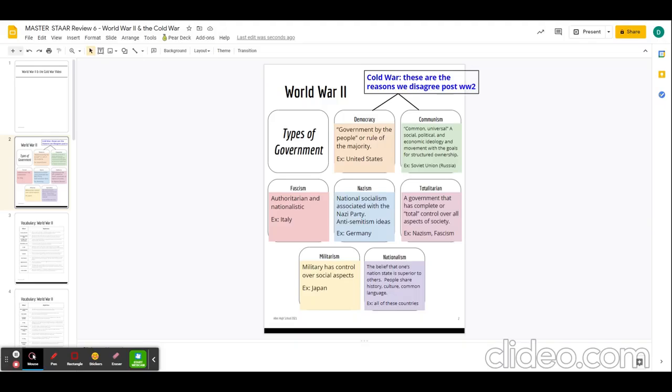Examples of nationalism would be all of these countries, including the United States. We still have good examples of nationalism when we say the pledge or play the national anthem. Those are components of nationalism.